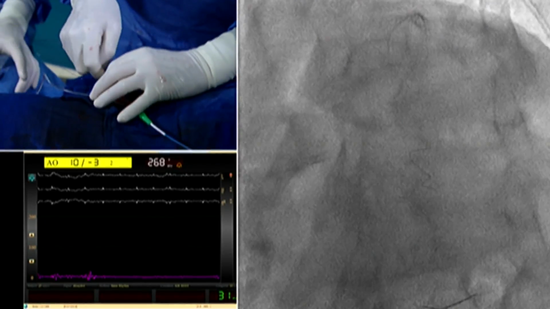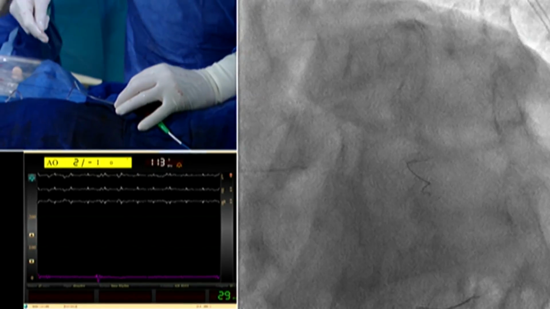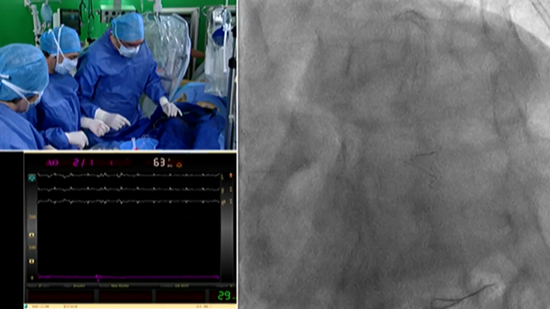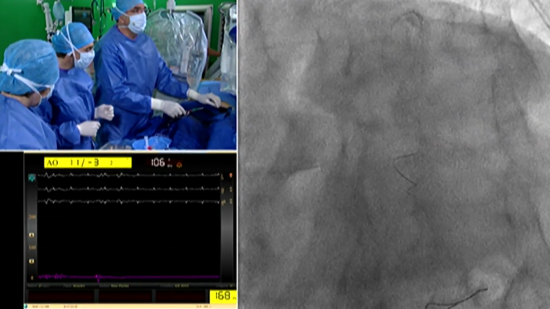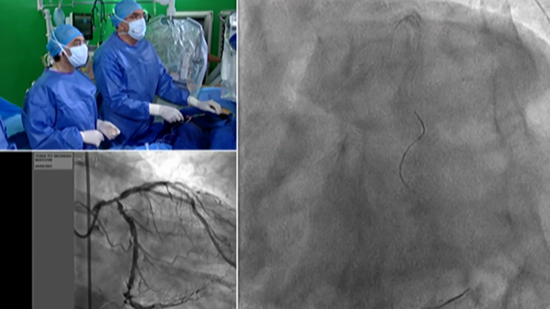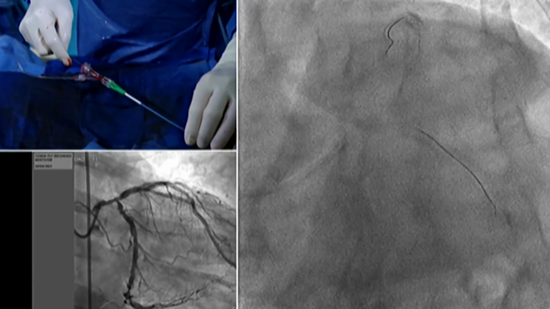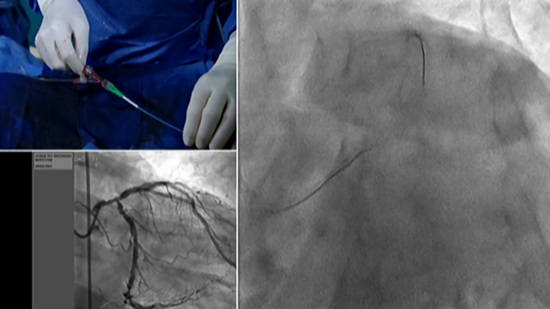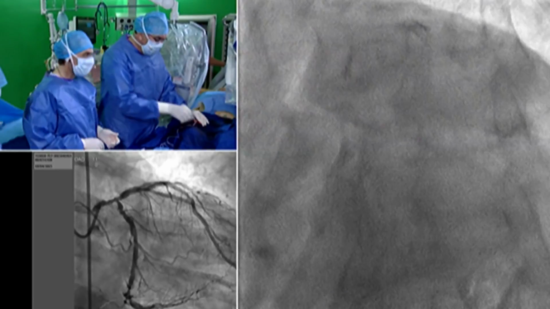So the problem I have here is that the wires are twisted. So I will remove one balloon after the other one. So this is the first one. Interesting. And the balloon is in the, okay, so I remove everything. I remove everything because the balloon was broken in the guiding catheter. So I prefer to remove everything.